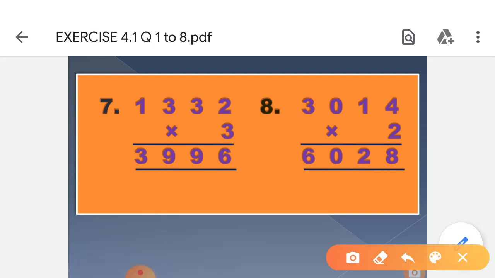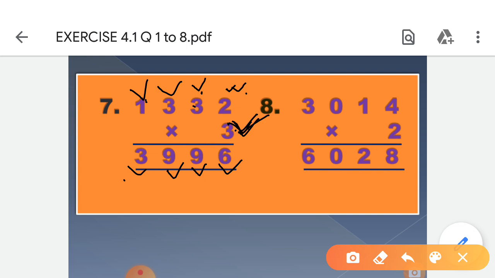Okay, so now at ones place the number is 2. So 2 multiplied by 3, 2 threes are 6. Now at tens place the number is 3. So 3 multiplied by 3, so 3 threes are 9. Now at thousands place the number is 1. So 1 three is 3.